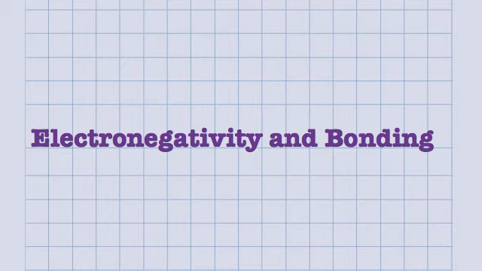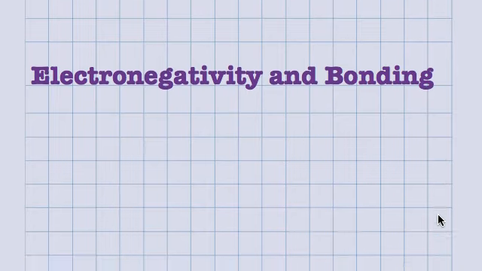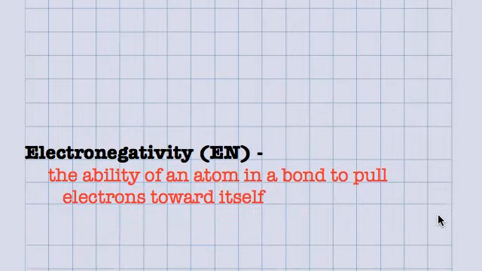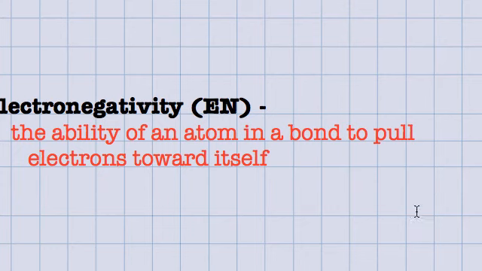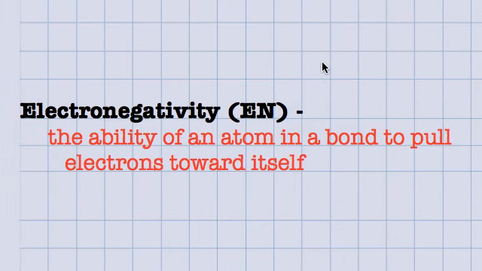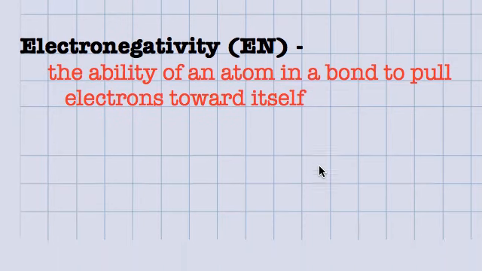Topic not that exciting, but interesting and informative and applicable to many times when we're trying to predict or describe why a compound has the particular properties it does. Electronegativity, let's define it. It's the ability of an atom in a bond to pull electrons towards itself. Pretty simple. Maybe you know some of the answer already.